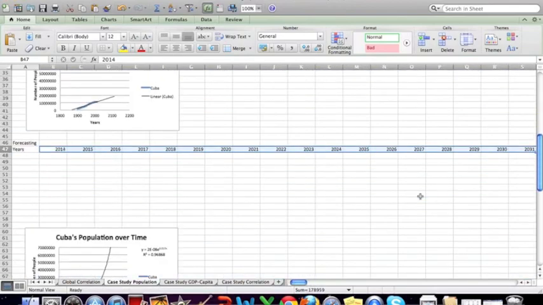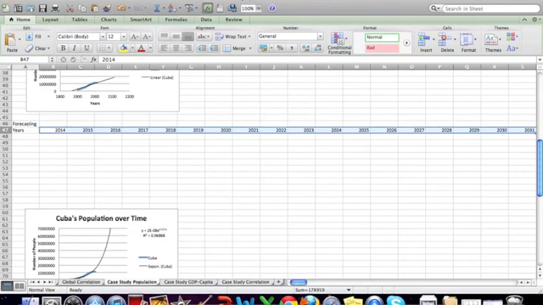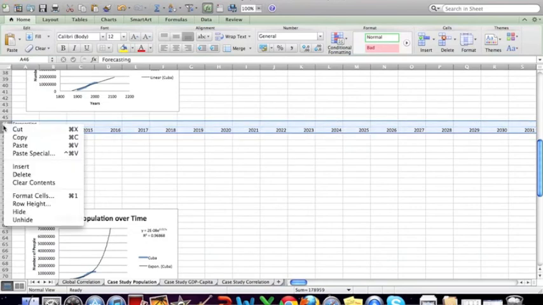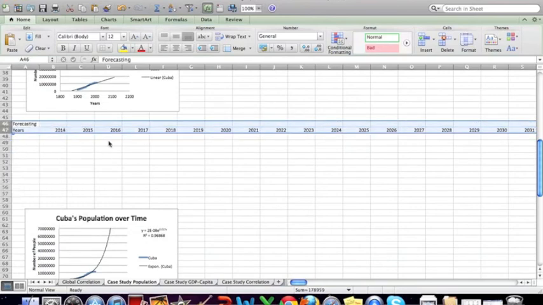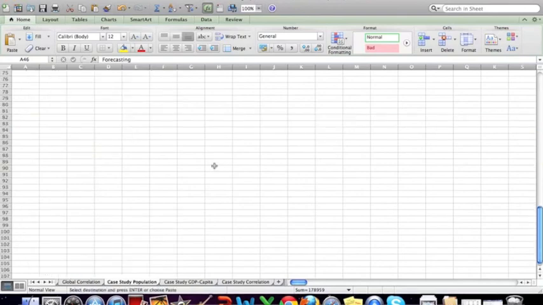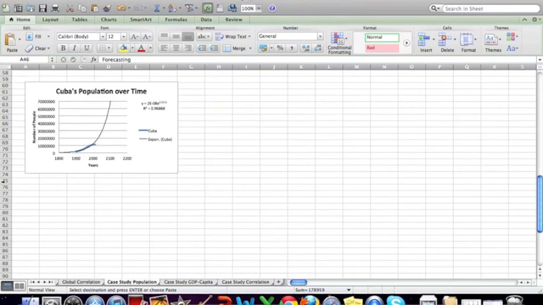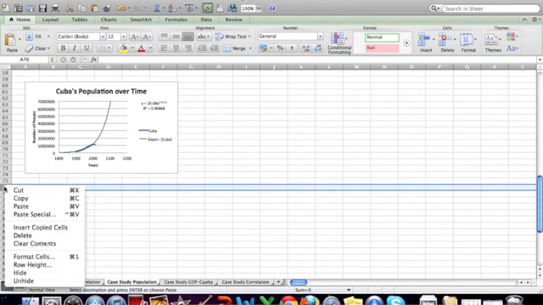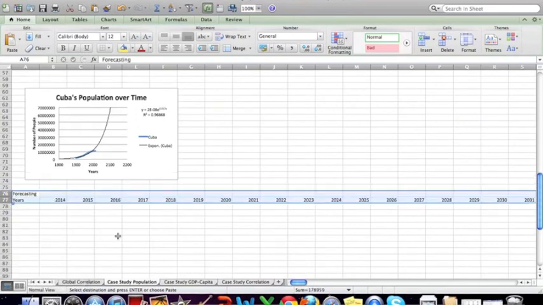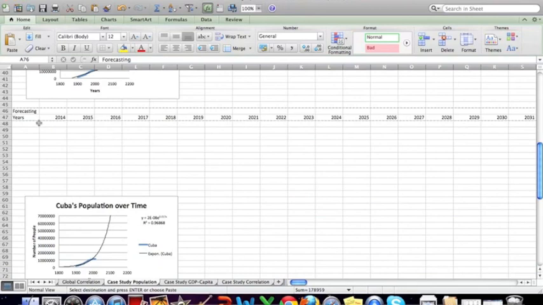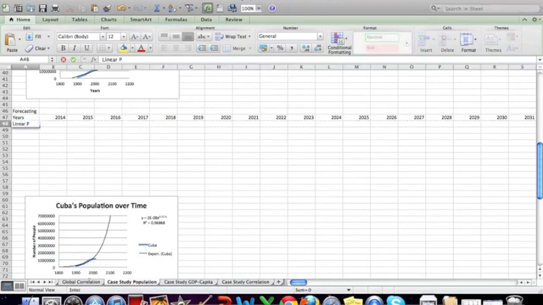Whoops, okay. Then I'm just going to go ahead and copy and paste the years. Okay. Now I want to do a linear population prediction.